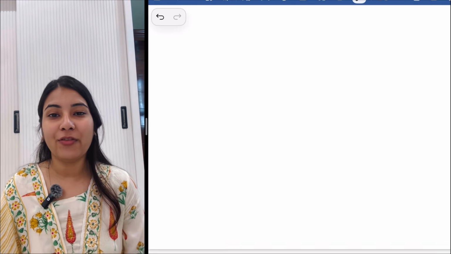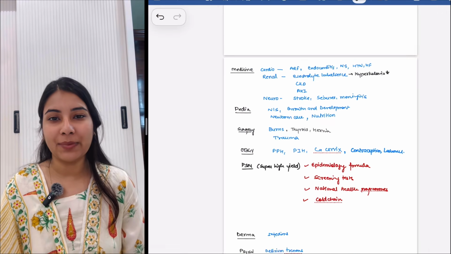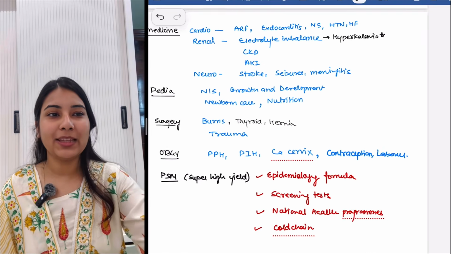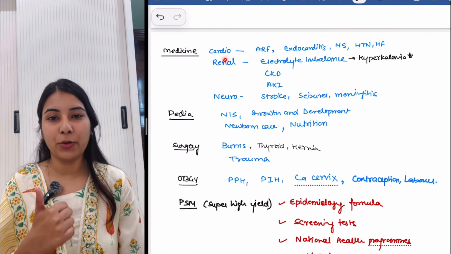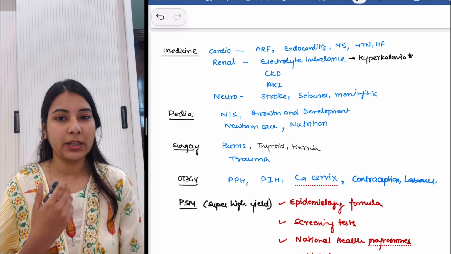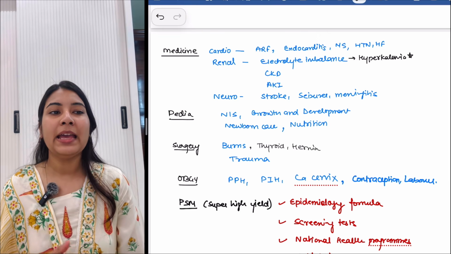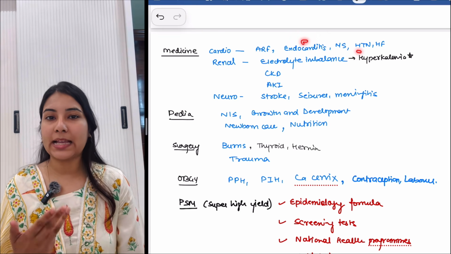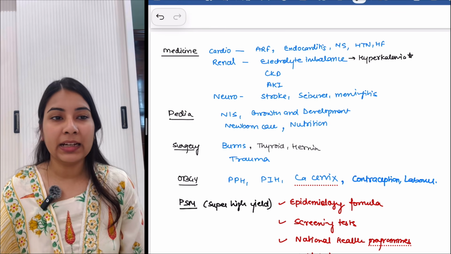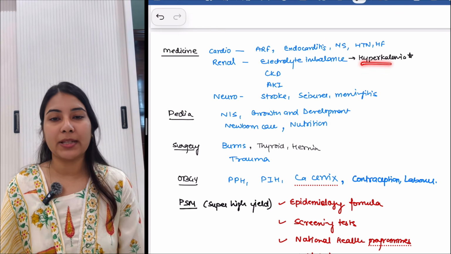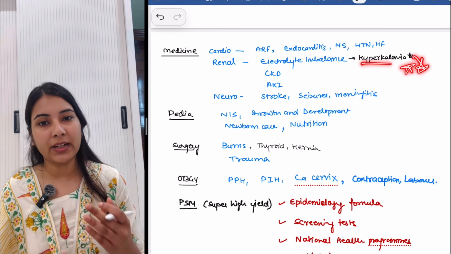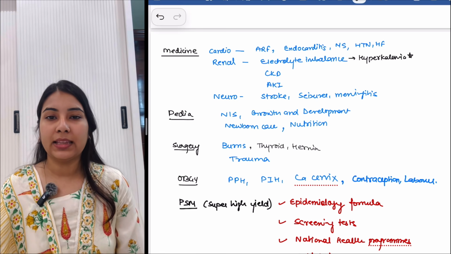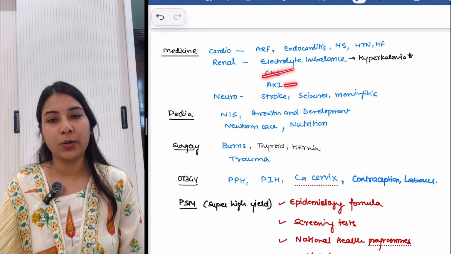Now this is the list of very important topics for the examination. So for medicine you need to do, in cardio you have to do acute rheumatic fever, very important. 2 to 3 questions are fixed from this topic. Endocarditis, mitral stenosis, hypertension, heart failure. In renal you have to do electrolyte imbalance, especially hyperkalemia. 5 to 6 questions were directly from hyperkalemia. Then chronic kidney disease and acute kidney injury.